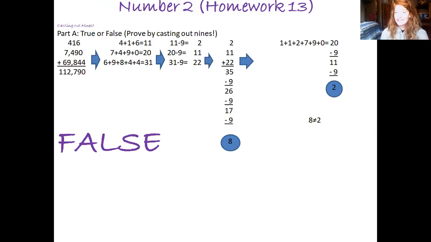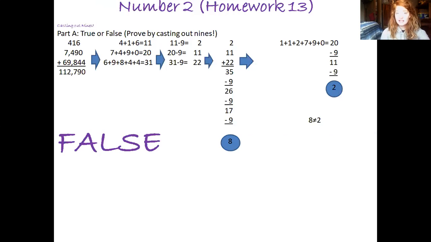Now we need to cast out the 9s from those sums. Pretty much just subtract the 9s. 11 minus 9 equals 2. 20 minus 9 equals 11. 31 minus 9 equals 22. Let's move on with those sums and add those. We're pretty much just starting over again. 2 plus 11 plus 22 equals 35. Let's start casting out the 9s again.